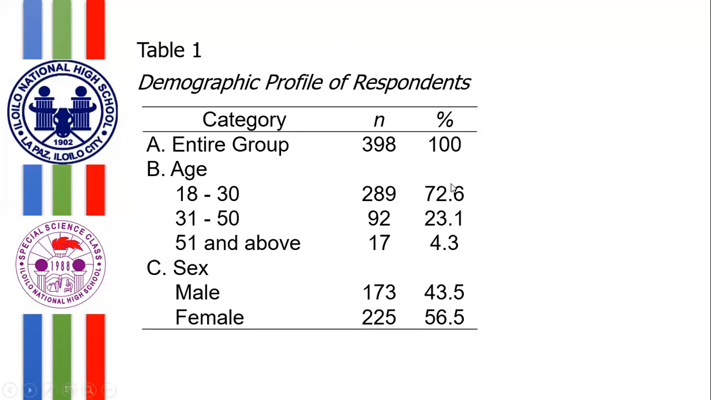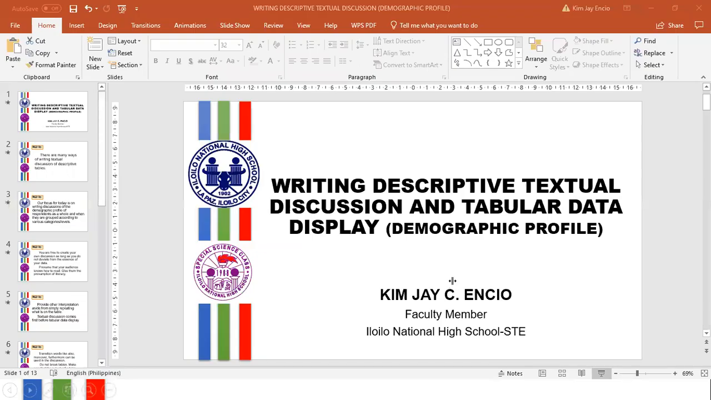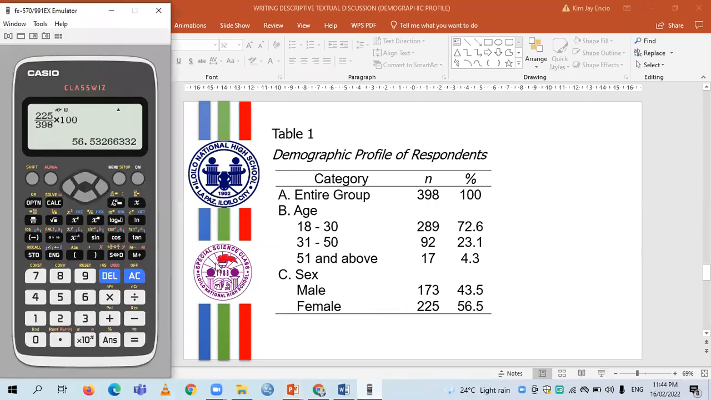And you might ask, sir, how did you get this percent here? So to answer that question, we could actually use our calculator. Let's say you would like to determine what percent of 398 are the 289 people whose age ranges from 18 to 30. So 289 out of 398. So what we do is you click the fraction one, you put 289, then you divide it from the total, which is 398. And after dividing, you multiply the result by 100 so that it will be converted to percent. And it displays this fraction here.